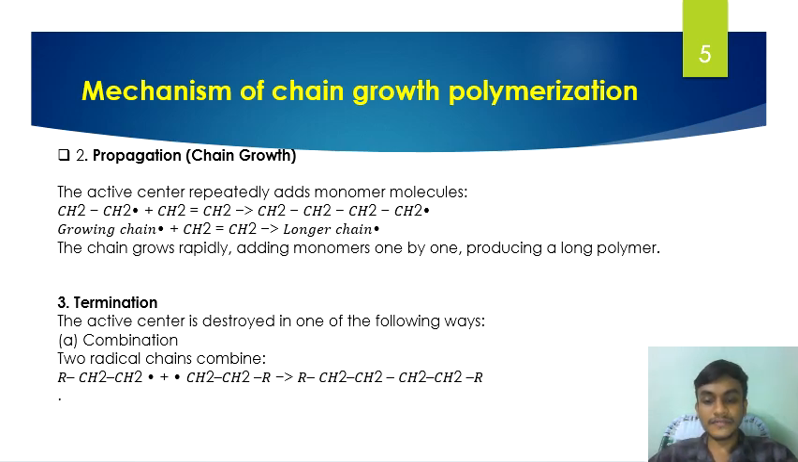Propagation is the stage where the chain grows rapidly. The reactive center adds monomers one by one. As long as monomer is available, the chain continues to grow and becomes longer and longer.